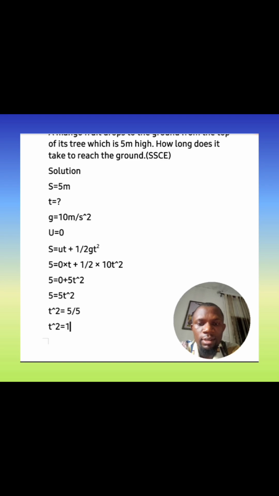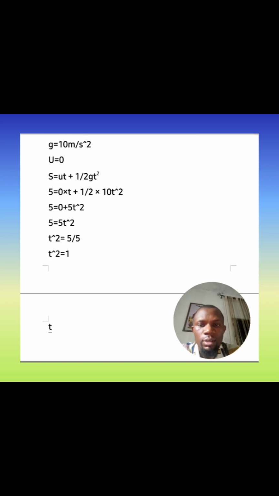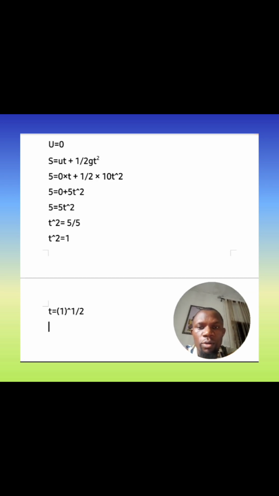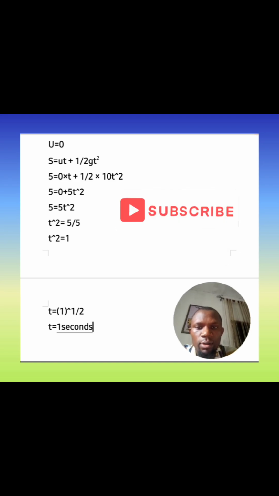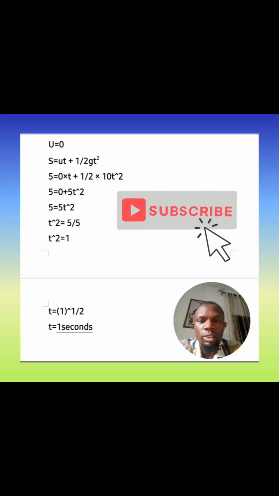So my t is equal to the square root of 1. The square root of 1 is 1 raised to the power of 1 divided by 2, which is the same thing as 1. So my answer is 1 second. I'm done with this problem before me.